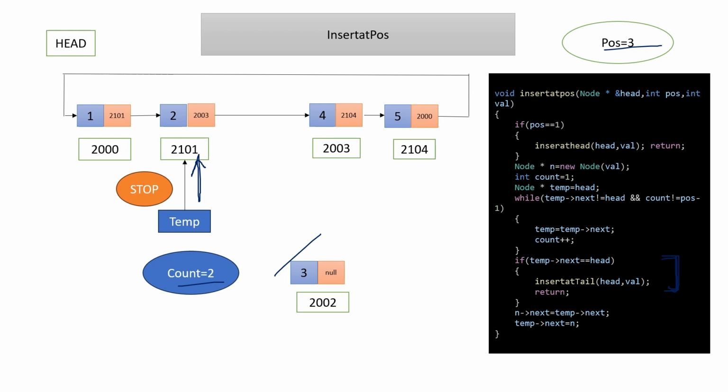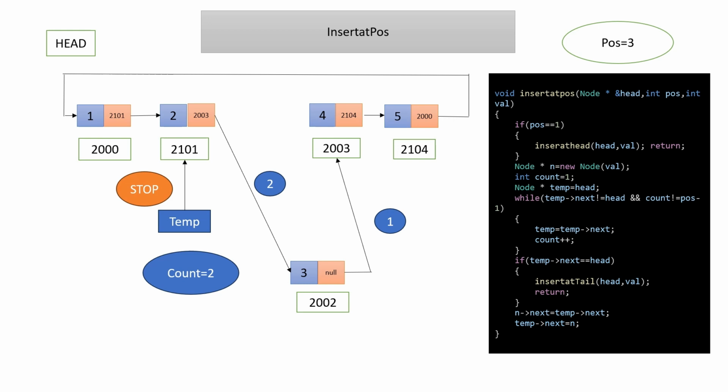This is the line saying that our new node next will point to our temp next node, and our temp next node will point to our new node. So this is how the insertion at a particular position will be done. It is the first step and then second.